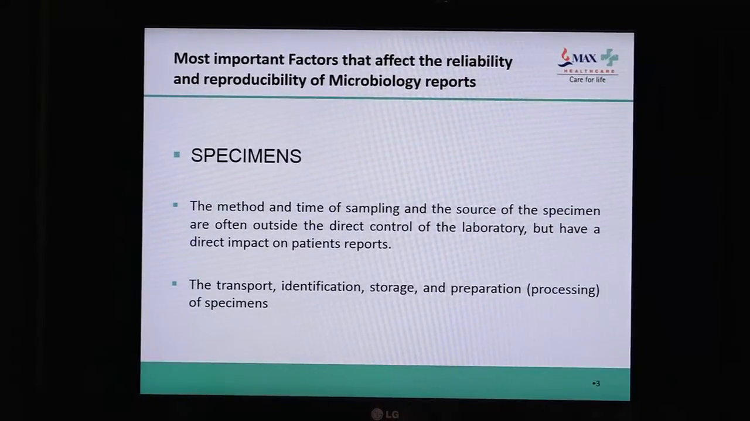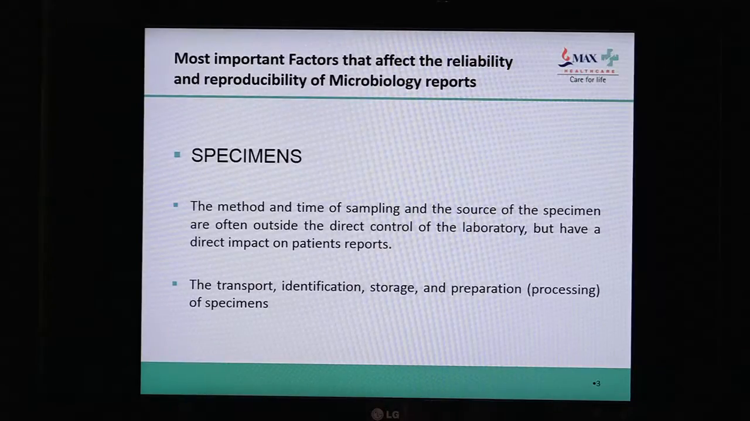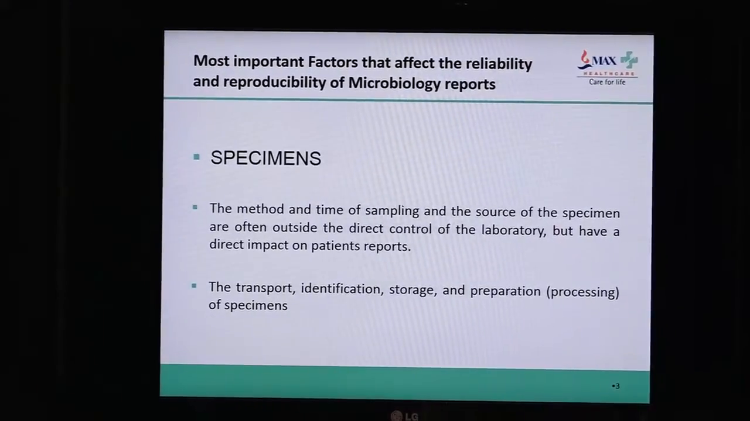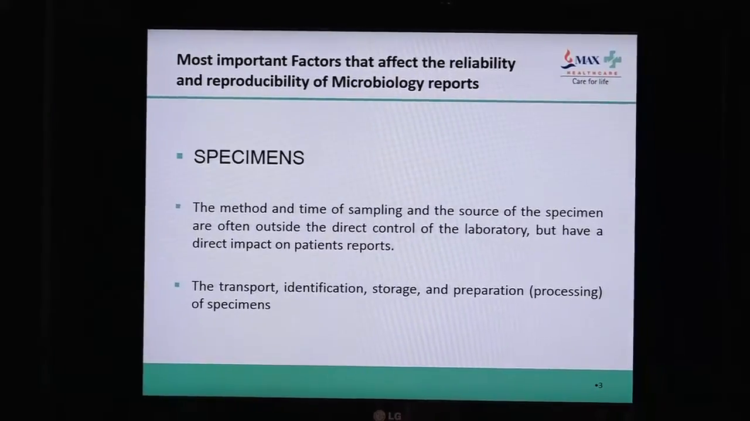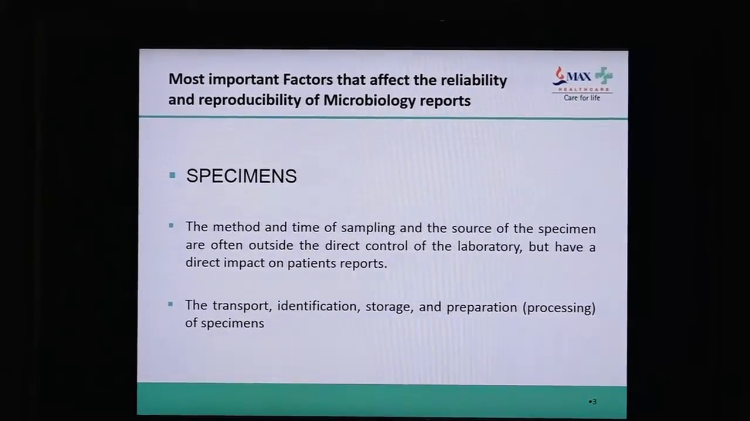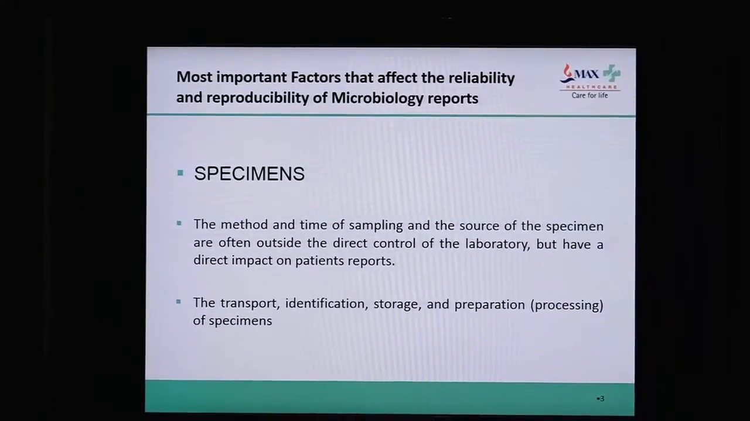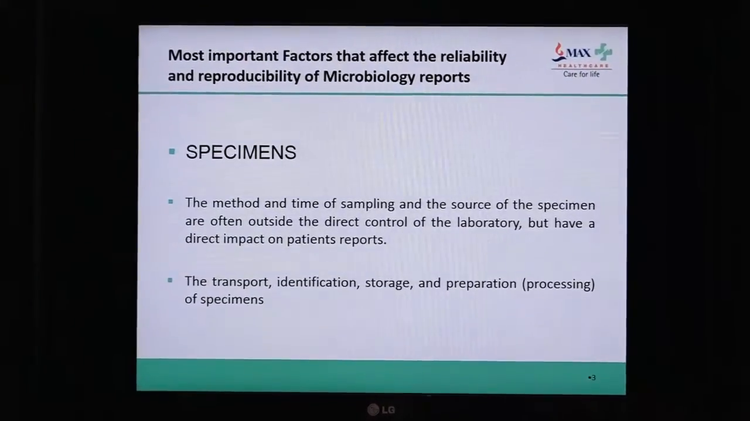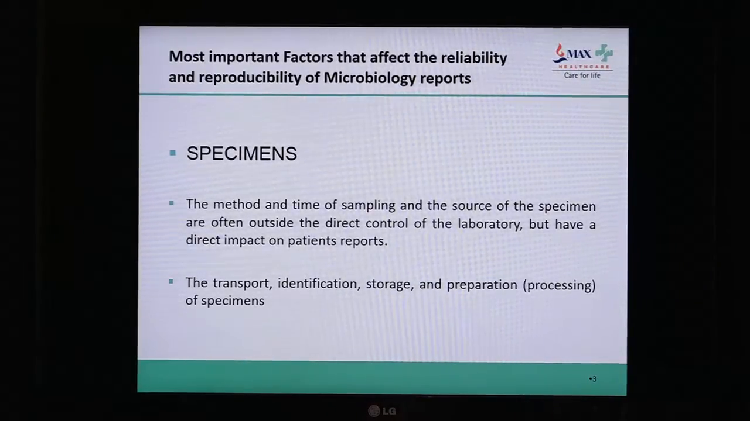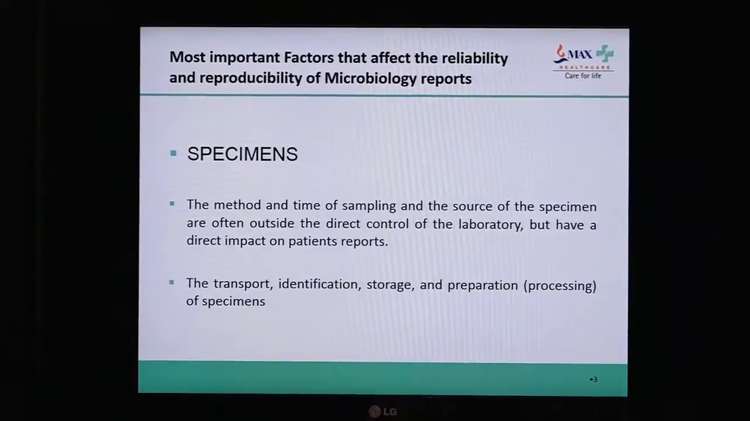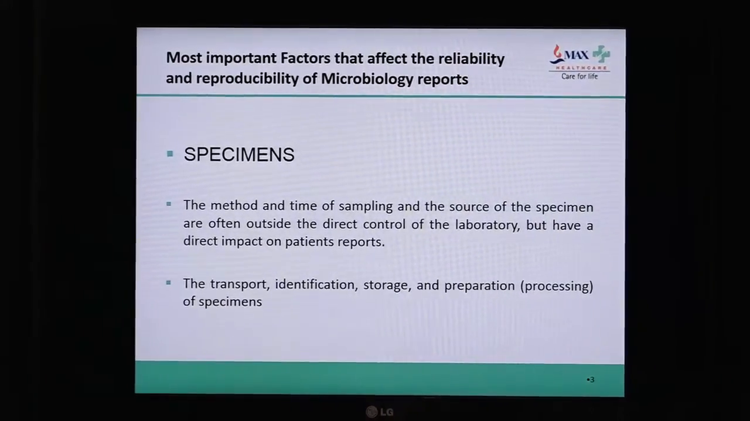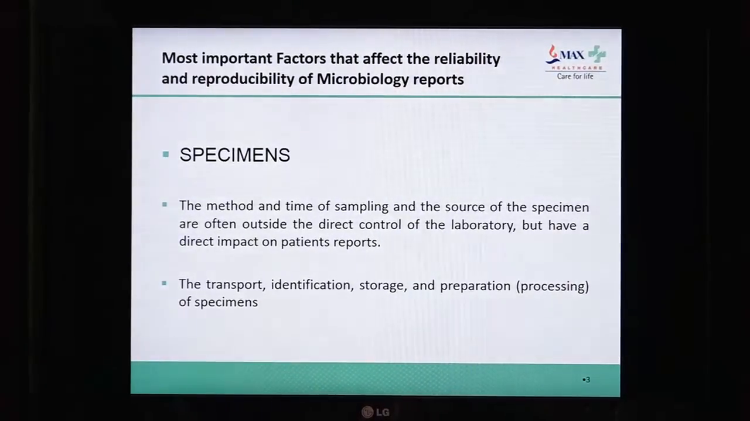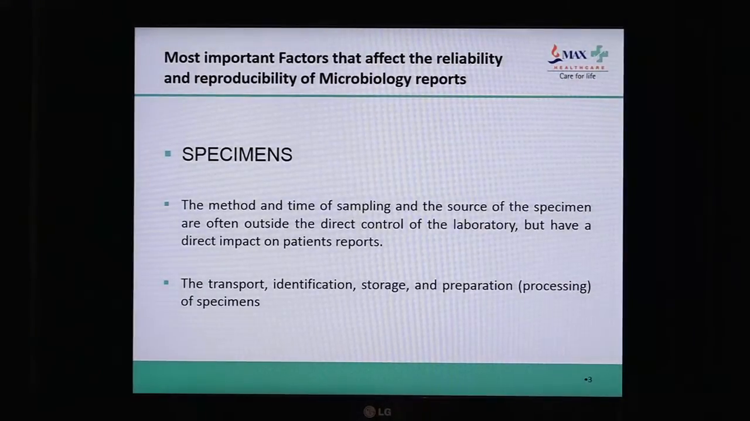If you get the right specimen, a good specimen, from the site specific to the infection, your cultures and correlations will go well. But if there is an infection deep inside, or a wound infection, and you get samples only from the surfaces, it will not. So the most important factor in microbiology, and also in histopathology, I think, is the specimen. It is the most important factor deciding the quality of the microbiology report.